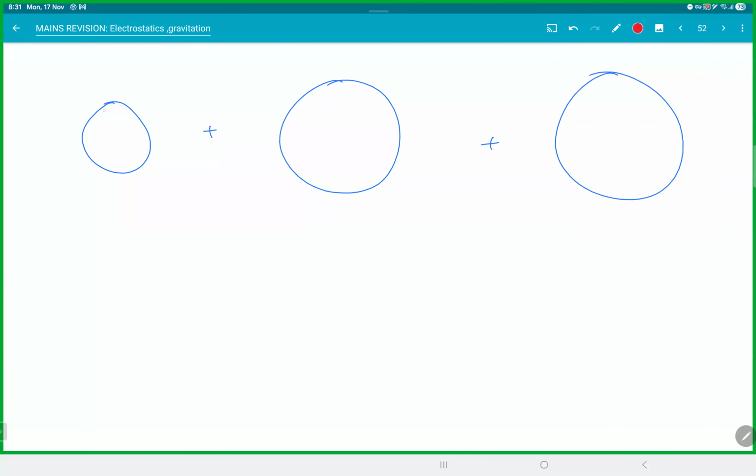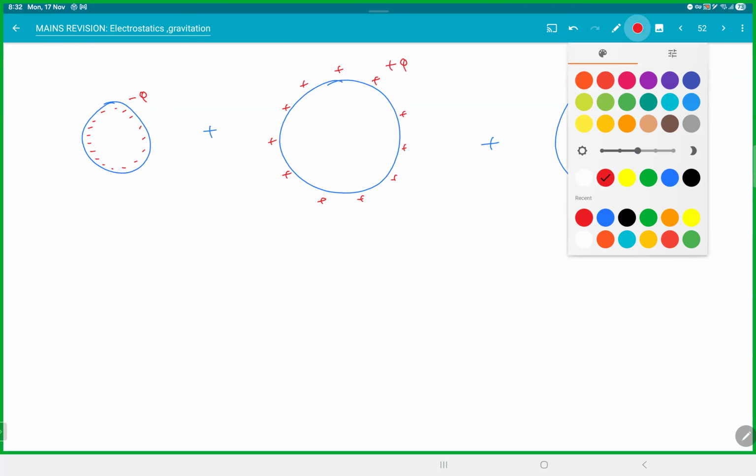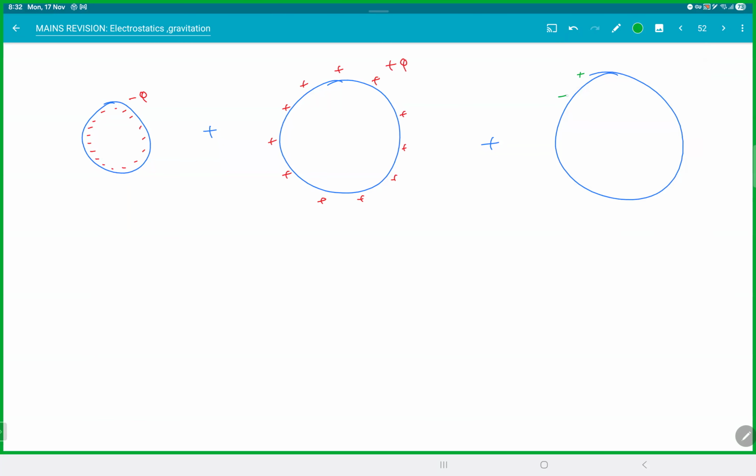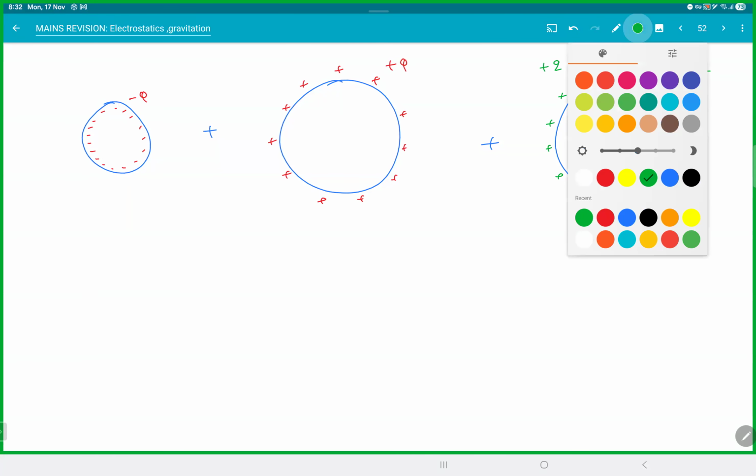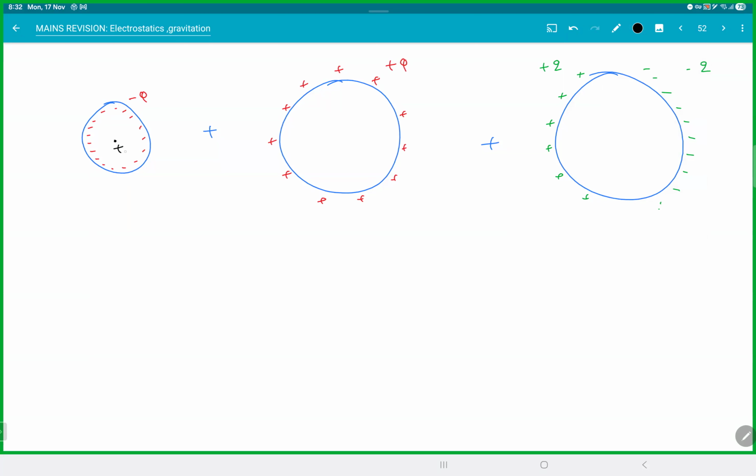We have one charge inside, which is uniform minus Q. We have one charge outside, which is also plus Q uniform. And then we have one charge here, non-uniform, which is plus q, and another non-uniform minus q. Remember? So you want to find the force due to these three on plus Q.